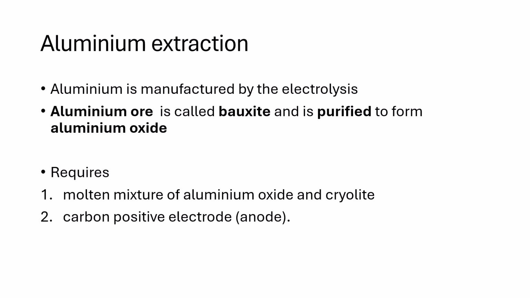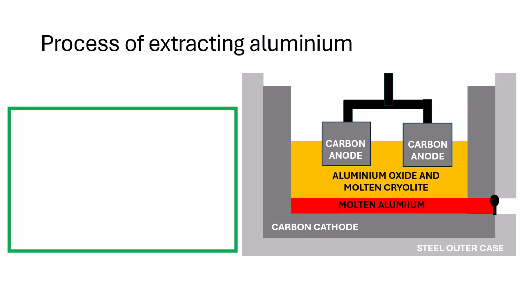There's a couple of other things we need. We also use a chemical called chloride. I'll mention in a second what that's for. We also have to use carbon anodes, and there's a very specific reason why we use carbon anodes as the positive electrode. So now we're going to look at the extraction of aluminium from the aluminium oxide.